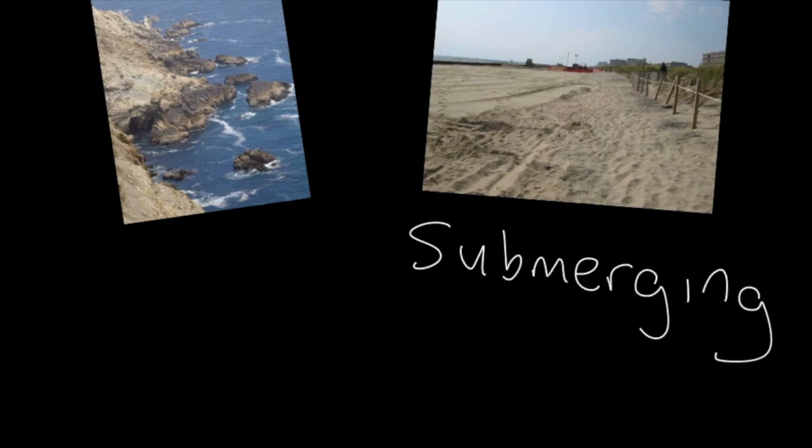Everybody. Today I will discuss the differences between emerging and submerging coastline features. Areas that have been submerged or are experiencing higher sea level are referred to as submerging. Areas that have been uplifted from the sea and exposed are referred to as emerging.